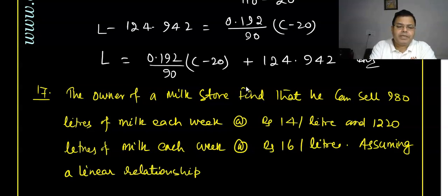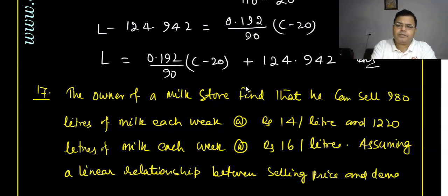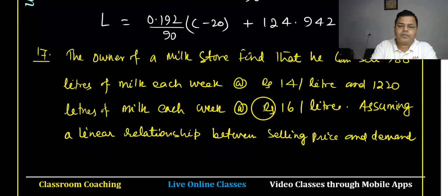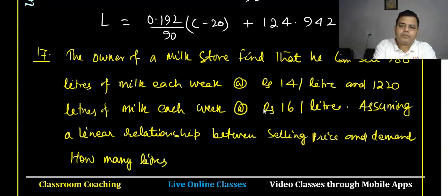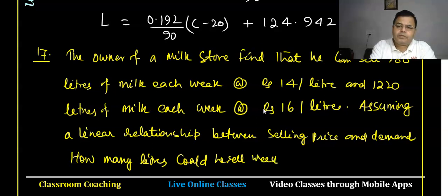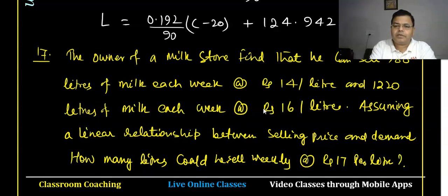Assuming a linear relationship between selling price and demand, how many liters could he sell weekly at a rate of rupees 17 per liter? This is the question. How many liters could he sell at a rate of rupees 17 per liter?